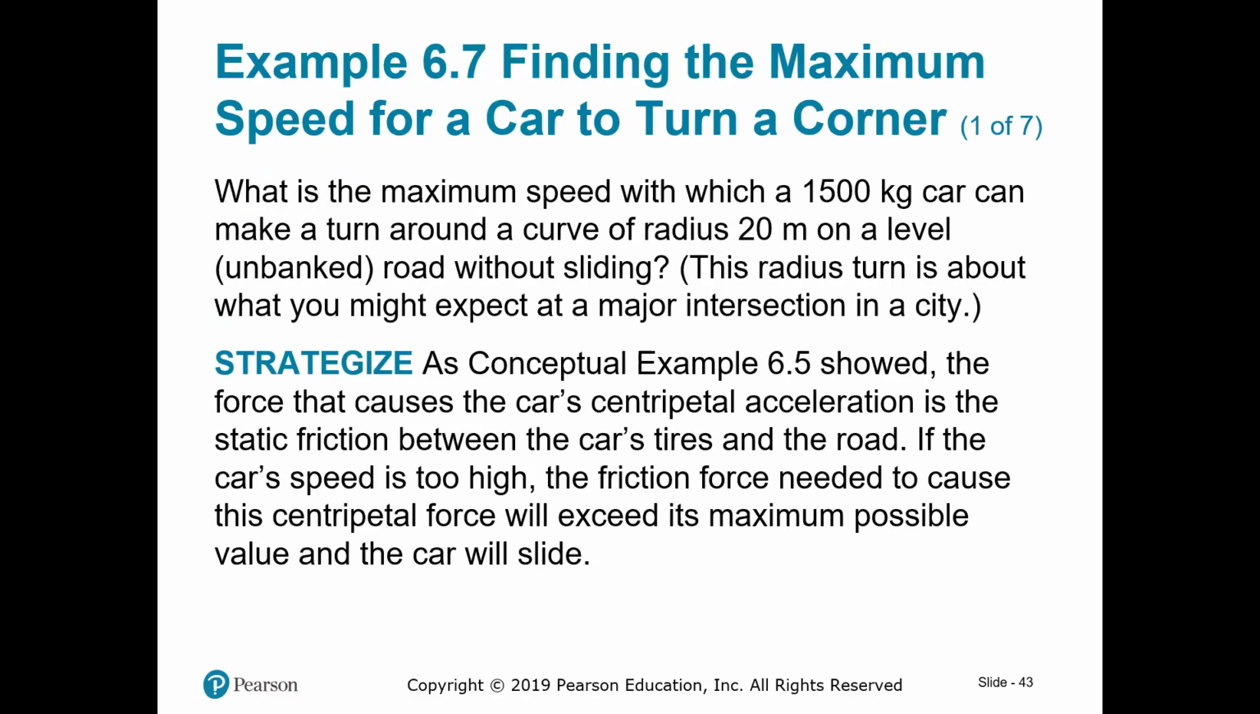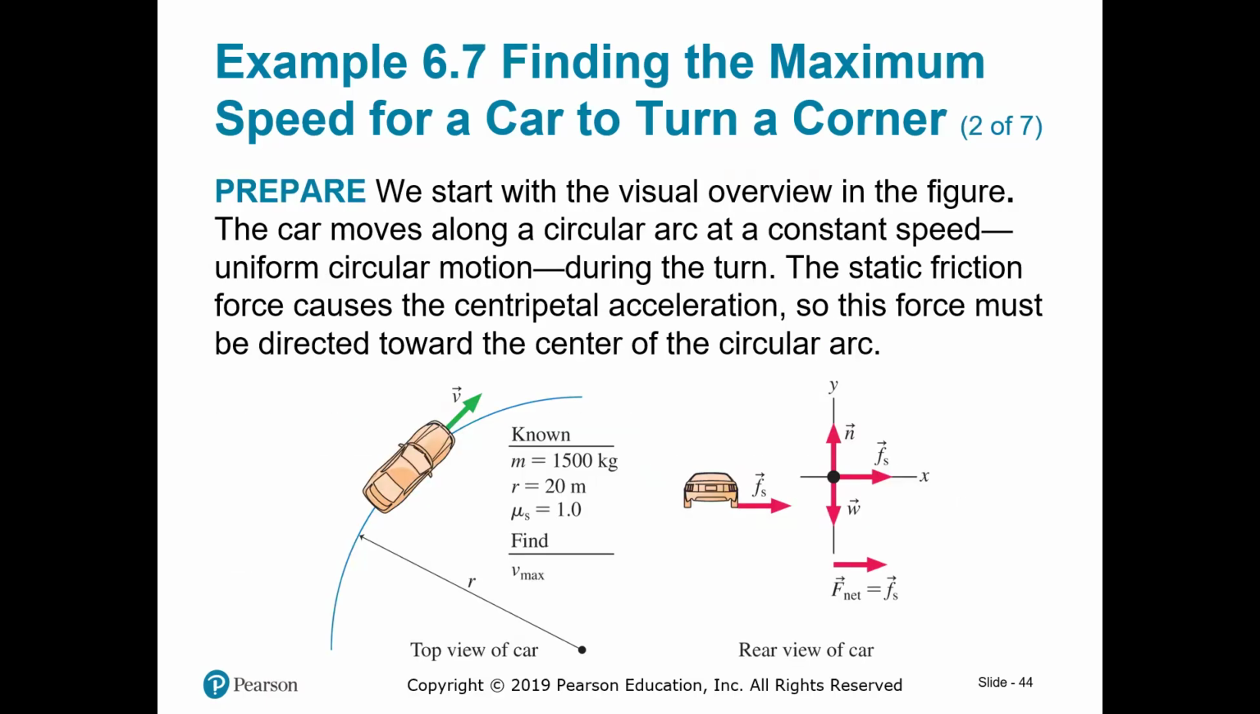So what is the maximum speed with which a 1500 kilogram car can make a turn around a curve with a radius of 20 meters on a level unbanked road without sliding? Now let's talk about the situation with the picture. Okay. Now you can draw the free body diagram of this car. Again, you have a normal force up, weight acting downwards, and then static friction force acting to the right.